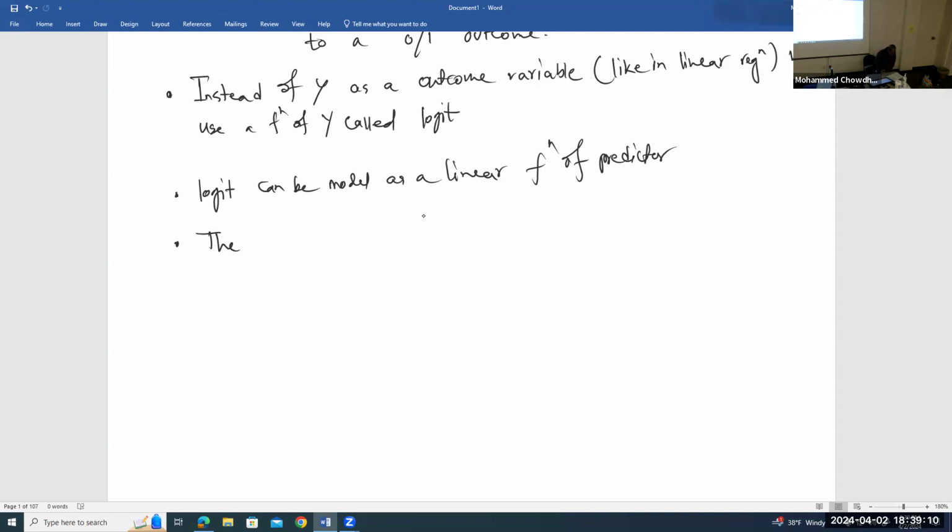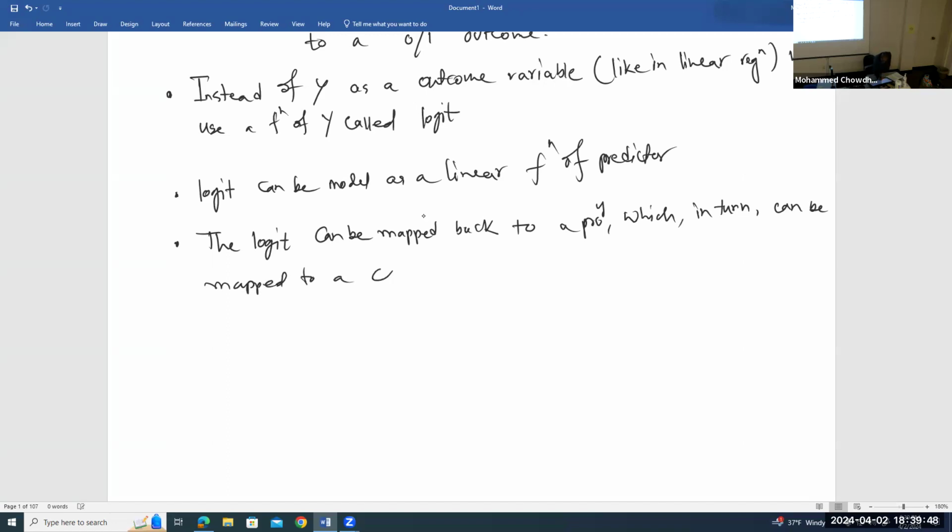The logit can be mapped back to a probability, which in turn can be mapped to a class. So when there will be output, I will explain this thing. Okay.